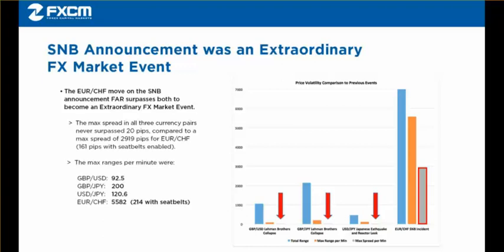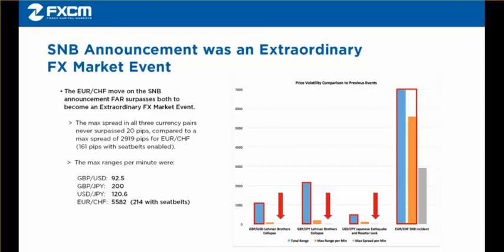Even more extreme are the ranges of prices per minute. The Euro Swiss has a maximum range of prices per minute of more than 5,000 pips compared to the other events. Note, the blue bar shows the total move during the period, from the high before the event to the low during the event. It is very evident that the SNB announcement far surpasses previous events in the FX market and was extraordinary.